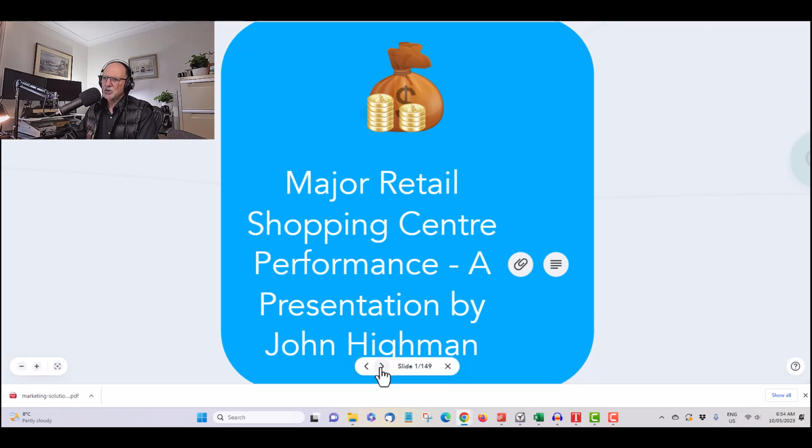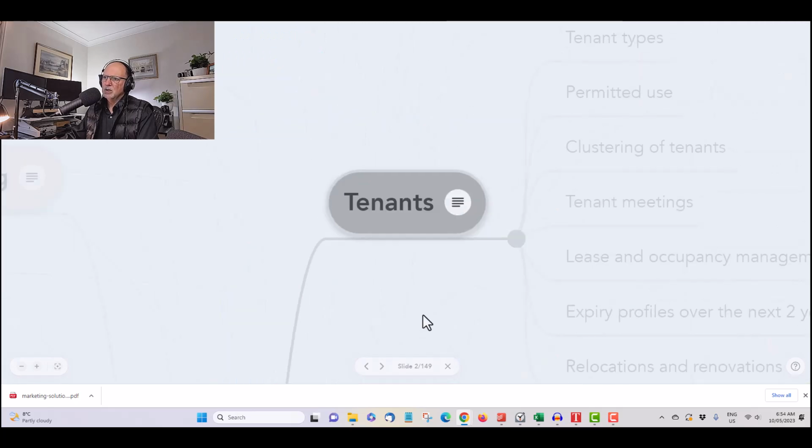So major shopping centre performance, where do you start? I always start with the tenants because the tenants provide the cash flow and the foundation for the investment over time.